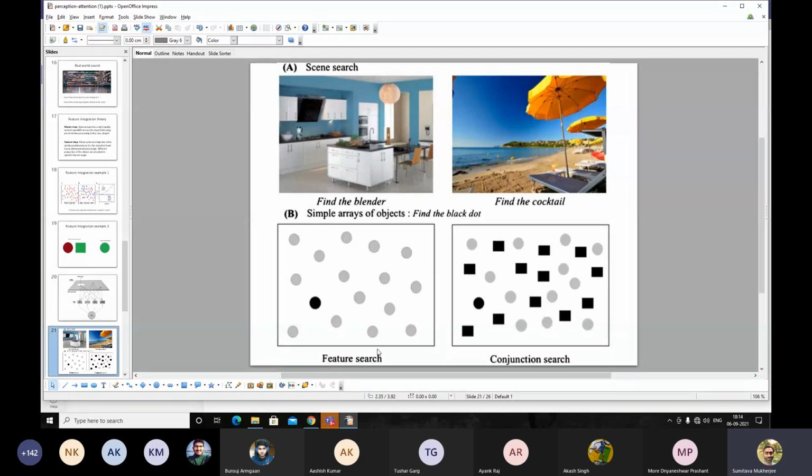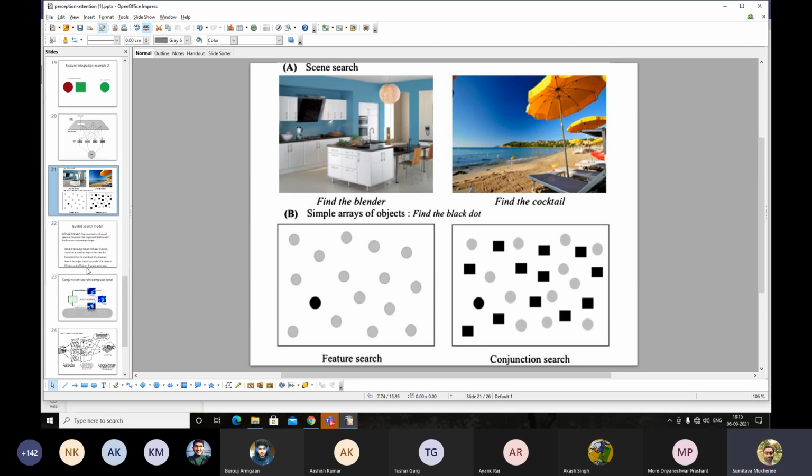To remind y'all, feature search is an example of this, where essentially you have this black spot which pops out because of the gray spots, and you only look at what's black. Whereas for conjunction search, you look at, let's say, a black square, which is going to be difficult because you have a whole lot of them. However, it's also true that depending on how many items are there as distractors, your search time will go up and down.